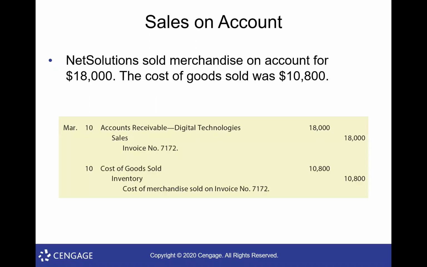All right, if we make sales on account, it's going to look a lot like the sales we just had in cash, except now instead of debiting cash, we debit accounts receivable and credit sales revenue. And then we also debit cost of goods sold and credit inventory.